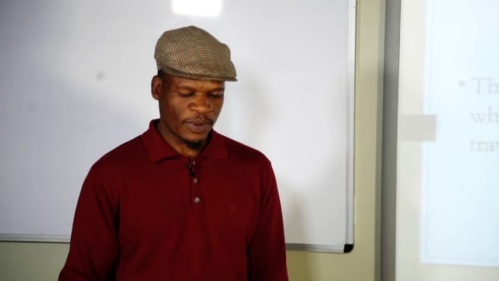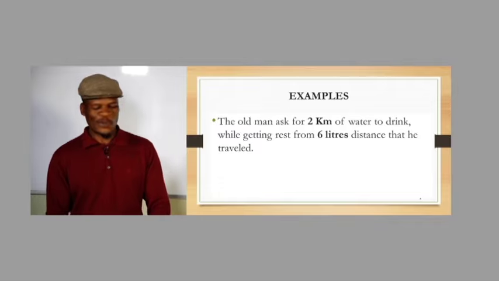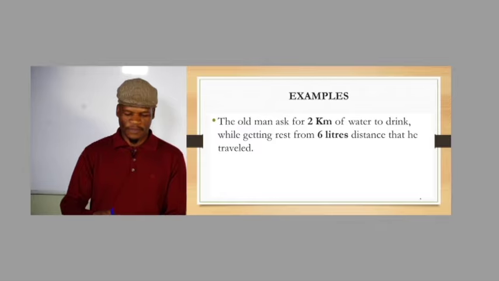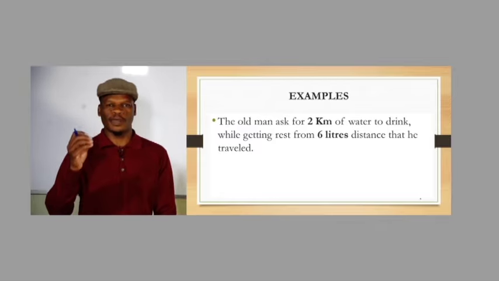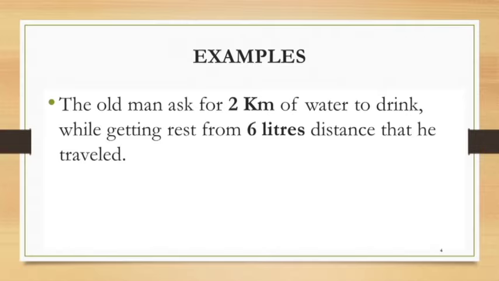If you look at this example that I posted up for you, it says the old man asked for 2 kilometers of water to drink while he was getting rest from the 6-liter distance that he has traveled. You would have noticed that 2 kilometers cannot be used to measure liquid, and 6 liters can never be used to measure distance. But if you swap those 2 around, it makes a little bit of sense. It was supposed to say the old man asked for 2 liters of water to drink while he was getting rest from the 6-kilometer distance that he has traveled.